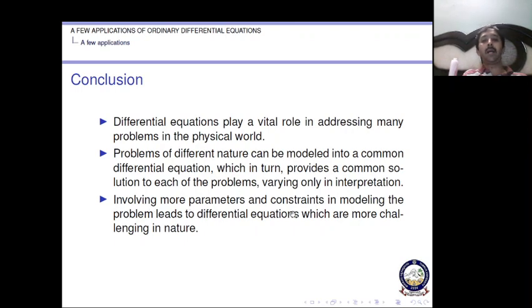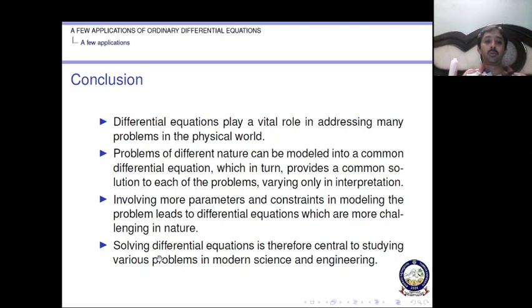Involving more parameters and constraints in modeling the problem leads to differential equations which are more challenging in nature. See, here we have made so many assumptions which has ultimately given us a simple model for the prey-predator model. So if we involve more parameters and more constraints, the differential equations that we are going to get are going to be more complex in nature, and solving them will become very difficult. In fact, many such differential equations cannot be solved by analytical methods. There we'll have to go for numerical methods.